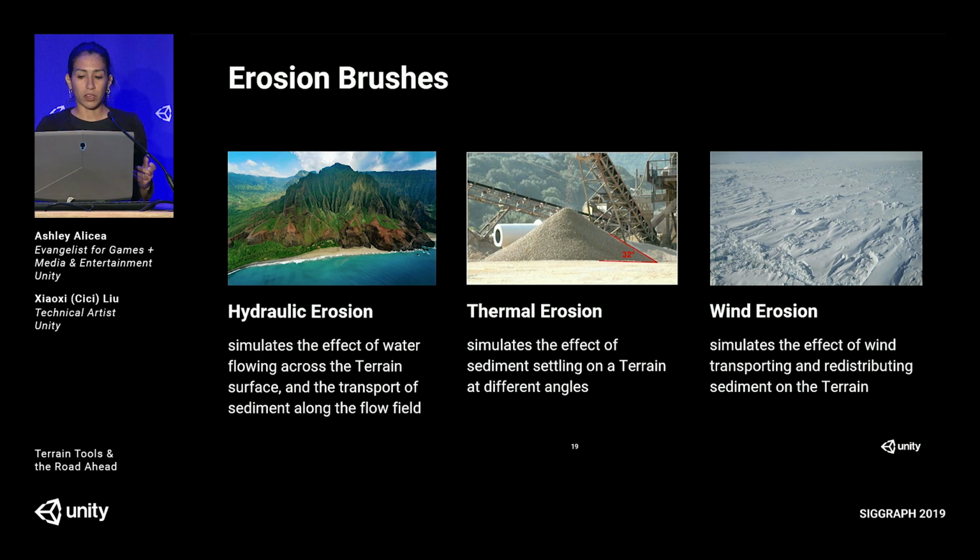Now, hydraulic erosion simulates the effects of water flowing across the terrain surface, simulating the transport of sediment along where the water flows. Thermal erosion simulates the effect of sediment settling on terrain at different angles, kind of like with this pile of pebbles here. Wind erosion simulates the effect of the wind transporting and redistributing sediment onto the terrain.